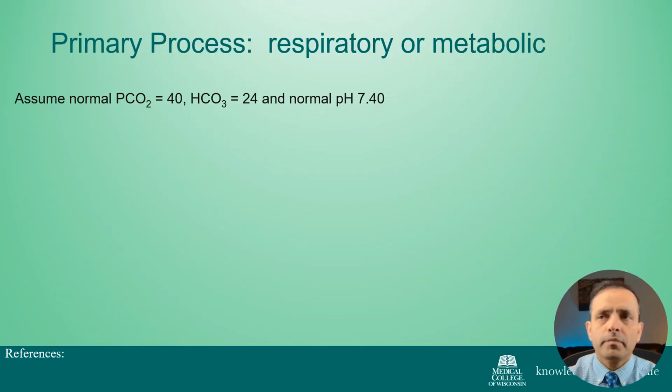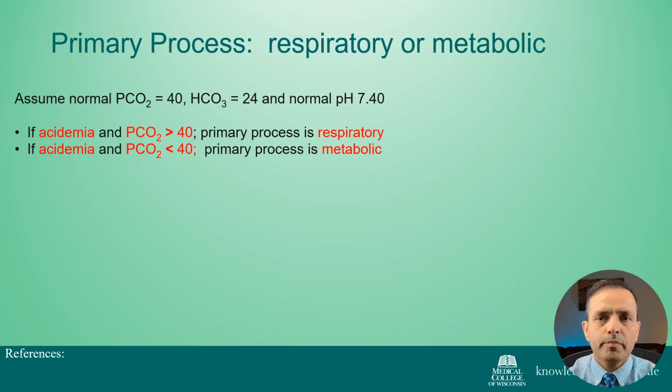Like we discussed in part 1, ABG interpretation starts with identification of the primary process, whether it's respiratory or metabolic. So let's assume normal PCO2 is 40, bicarbonate is 24, and normal pH is 7.40. If your patient has acidemia and the carbon dioxide is more than 40, most likely that acid is coming from carbon dioxide. So the primary process is respiratory. If your patient has acidemia and carbon dioxide is less than 40, it's not coming from carbon dioxide, it has to come from a metabolic source. So the primary process is going to be metabolic.